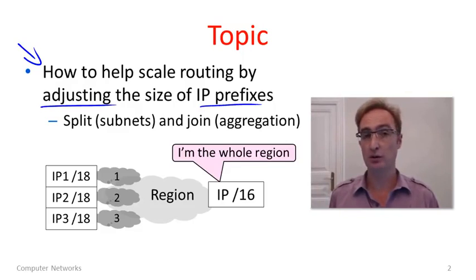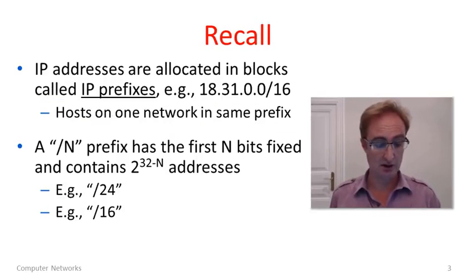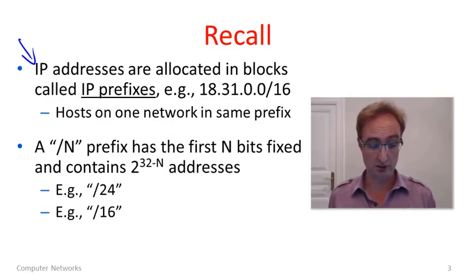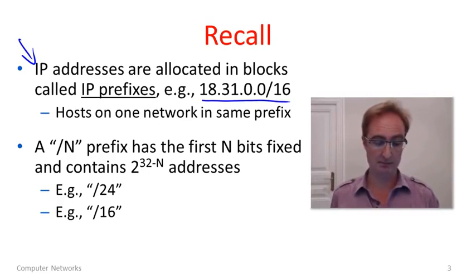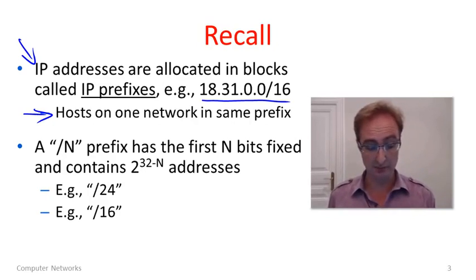In particular we'll look at two ways to adjust the size. We might split up a large prefix into smaller subnets, or we might join together several prefixes and aggregate them into a larger prefix. So just a little bit of background. Recall that IP addresses are allocated in blocks called IP prefixes, such as this prefix, 18.31.0.0/16. A key observation is that the hosts on one network share the same prefix. Because they share the same prefix, we can route towards the prefix. That's where we get scalability in routing, as we've gone over.